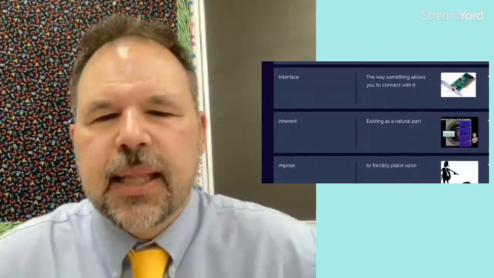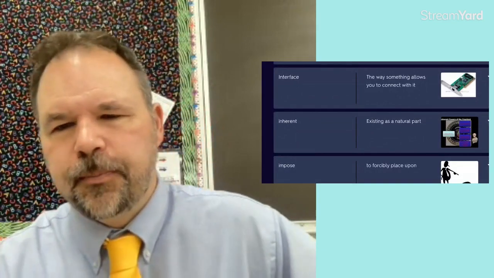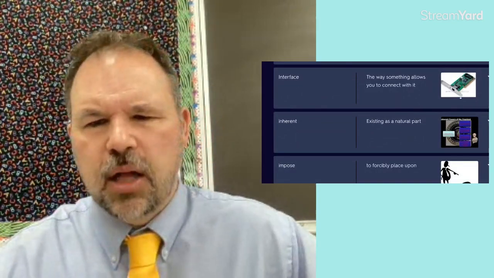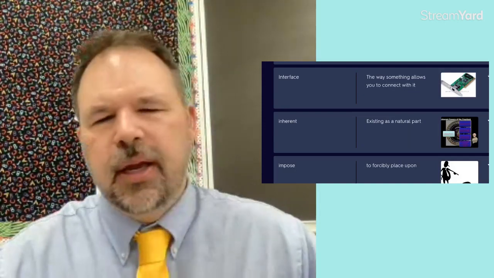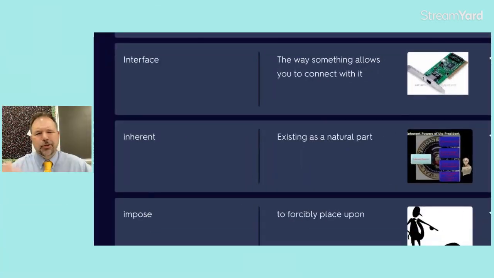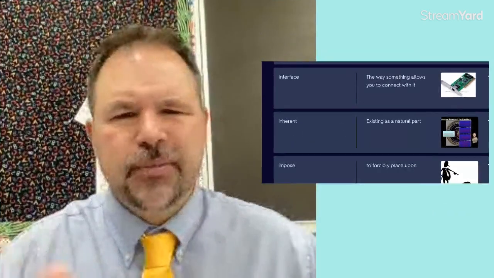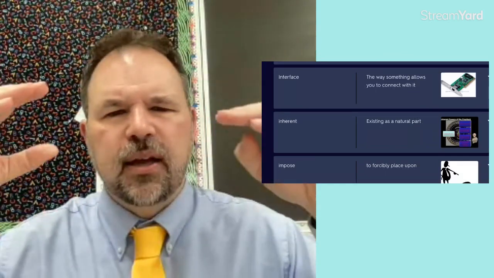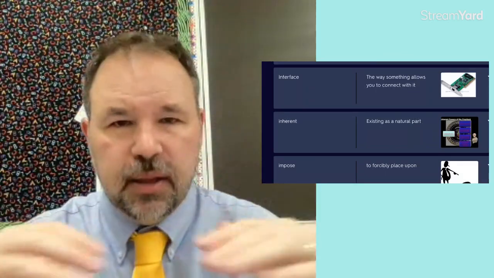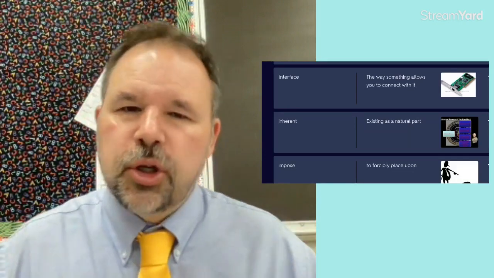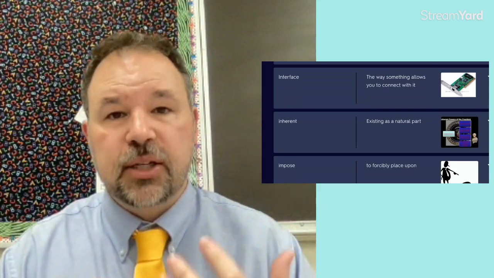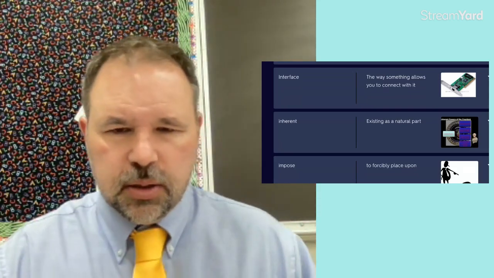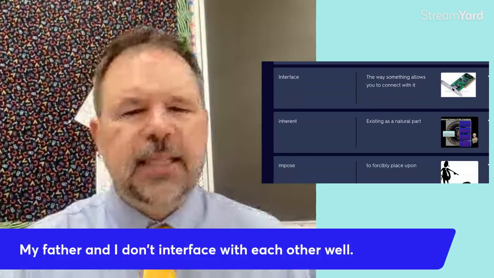Interface, the way something allows you to connect with it. So it does come from technology. And if you see there, it looks like, I don't know, maybe like a computer chip, and maybe that helps you do something with computers. It's like an in-between. So one thing over here, one thing on the other side, and then in the middle, there's the interface. So you can talk about it with technology, but you can talk about it with people interacting as well. So I have a sentence here.